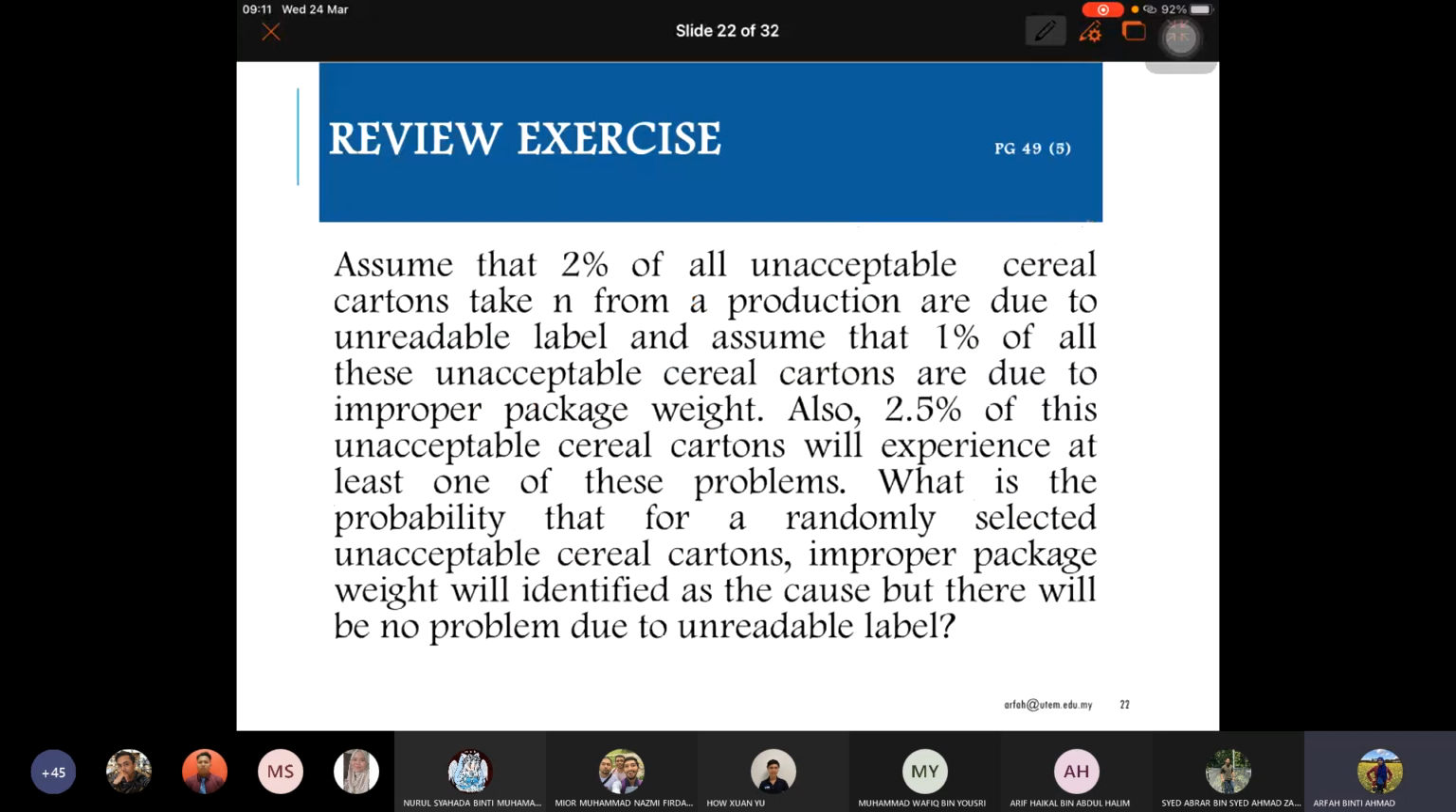So the next question, assume that 2% of all unacceptable serial cartoons taken from a production are due to unreadable label, and assume that 1% of all these unacceptable serial cartoons are due to improper package weight. Also, 2.5% of these unacceptable serial cartoons will experience at least one of these problems. Improper package weight will identify as the cause, but they will be readable label.